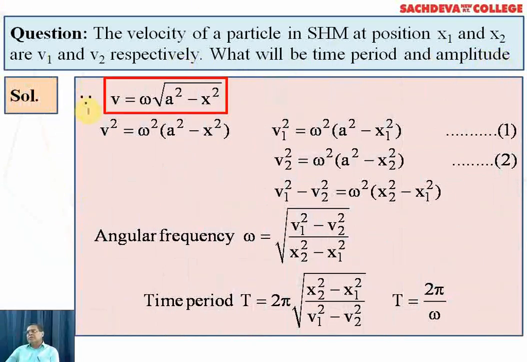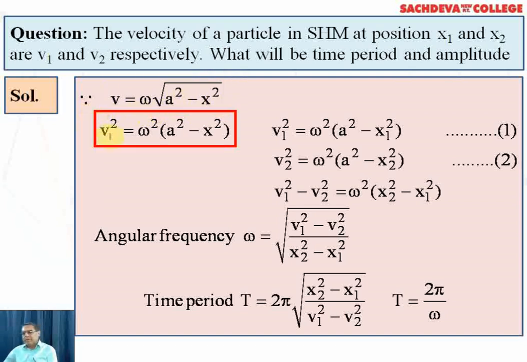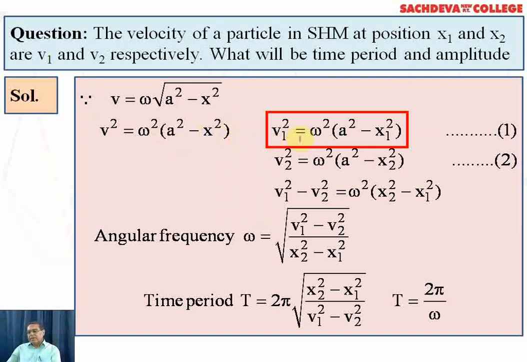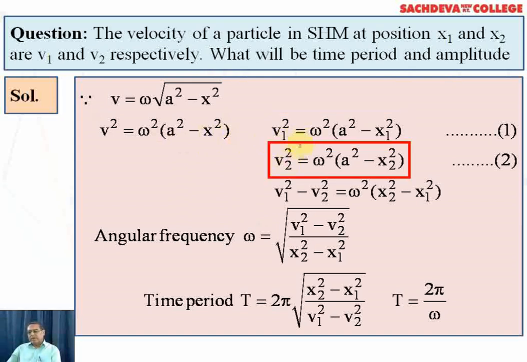The general equation of velocity of a harmonic oscillator is v = omega under root a square minus x square. Then we take the square of the equation and it becomes v square = omega square into a square minus x square. Now this is the general expression for the square of the velocity. So we will form two equations, one with v1 square and the other with v2 square.